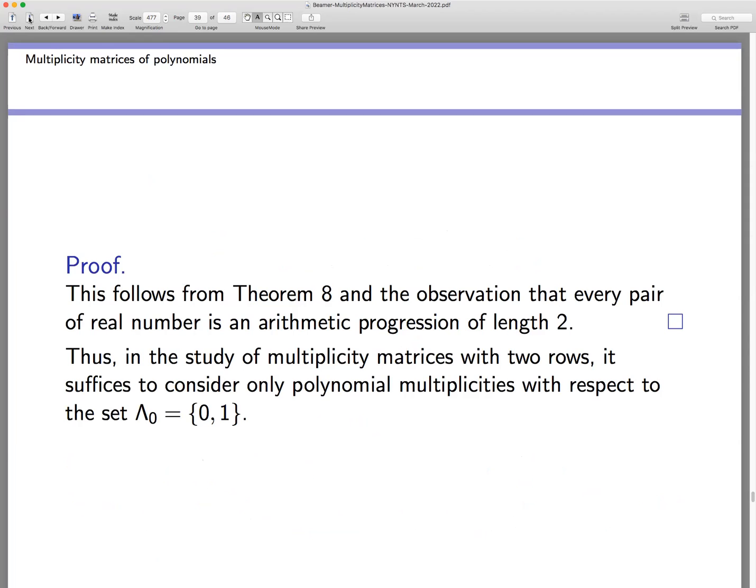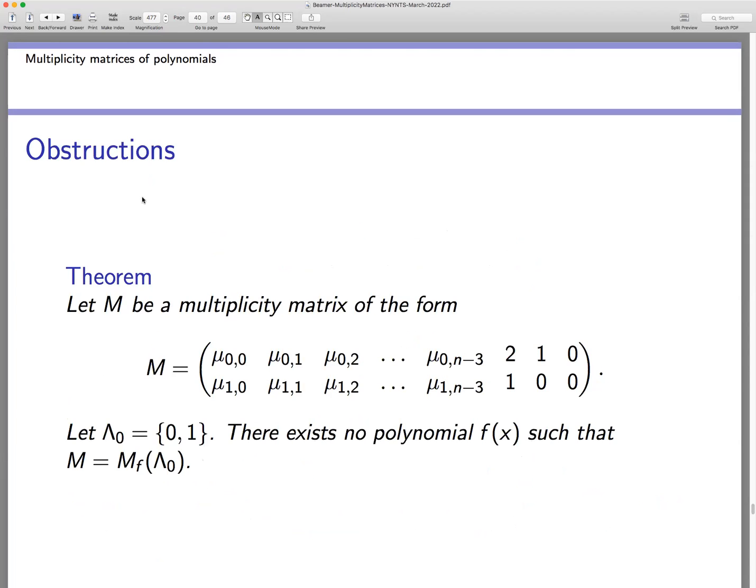It says whenever you have two numbers, they form an arithmetic progression. That's not true. Oh, okay.